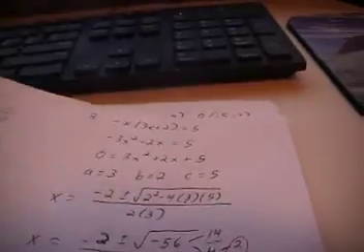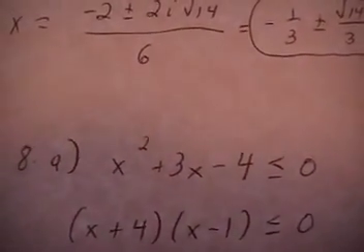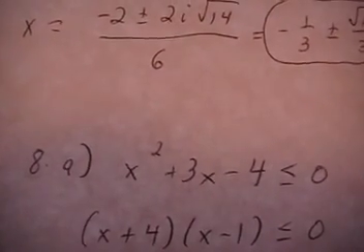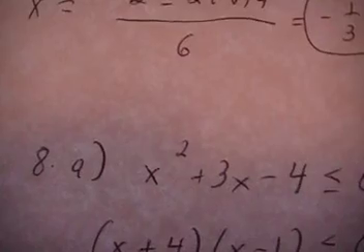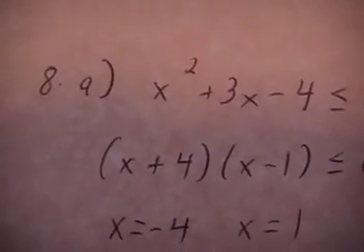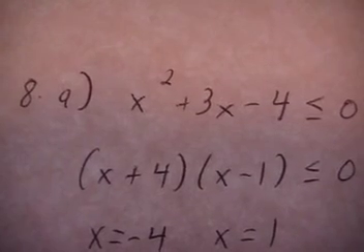So this one kind of starts off the way the last problem just ended. There is a way to factor x squared plus 3x minus 4. Two numbers that multiply to -4 and add up to 3 would be +4 and -1. So you get x plus 4 times x minus 1.